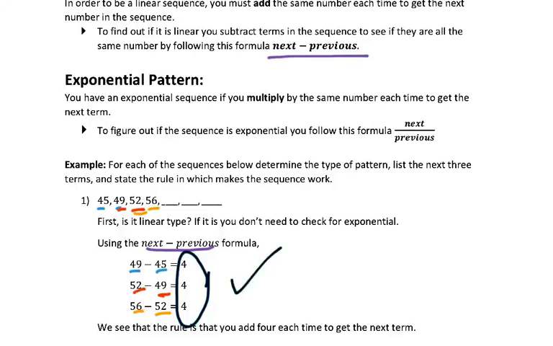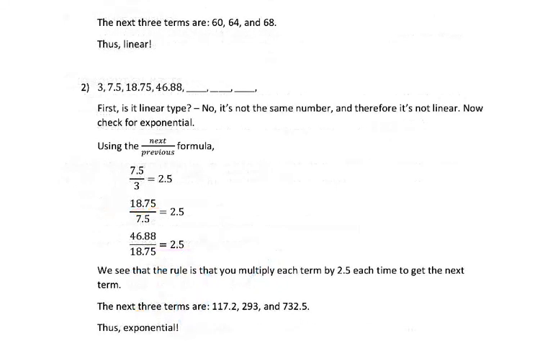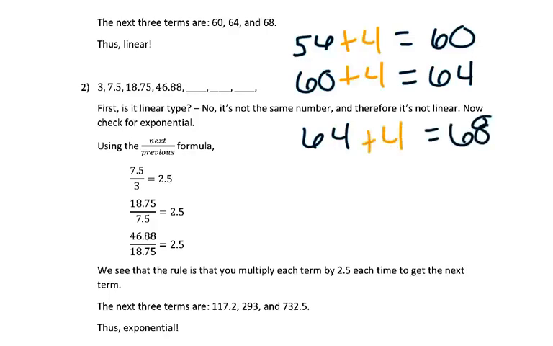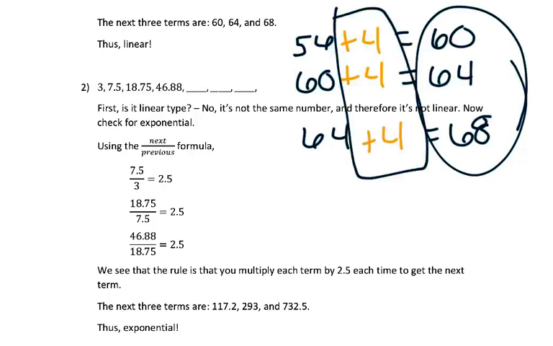So what would the next 3 numbers in the sequence be? Let's figure that out. The next 3 numbers in the sequence are going to be 60, 64, and 68. All we said is we started with the last number we were given, and we added 4, because that's what we're doing every time. And this gave us 60. We took 60 and added our 4, and that gave us 64. And we took 64 and added 4, because that's our rule, and we got 68. Ta-da! So therefore, this is a linear equation. We have added the same number every single time.